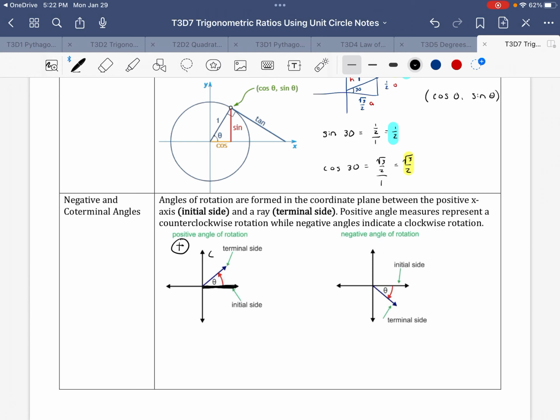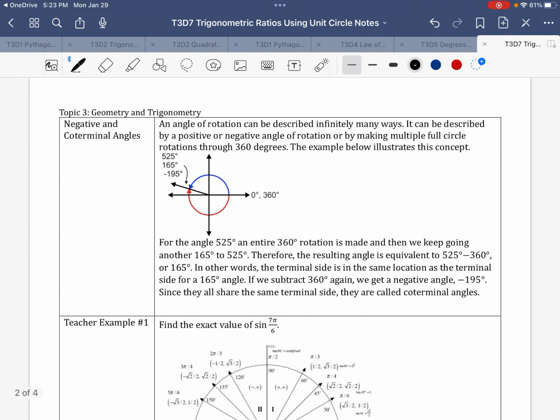In our positive angle of rotation, you can think of going from Q1 to our second quadrant, to our third quadrant, to our fourth quadrant. So it goes in order of our quadrants, and that gives us a positive angle of rotation. However, if we start from that initial or positive x value side and we go in a clockwise direction and we go first to our fourth quadrant and then move over to our third, second, or first, then we have a negative angle of rotation.